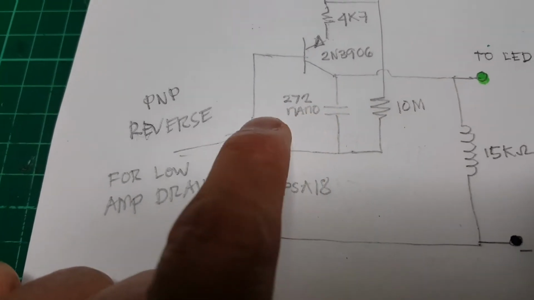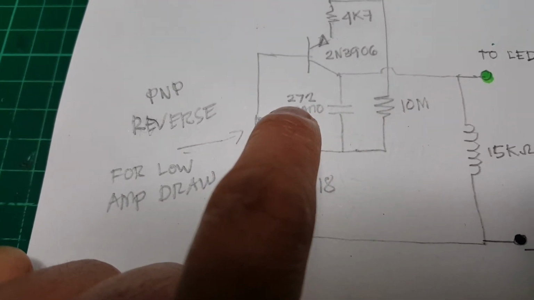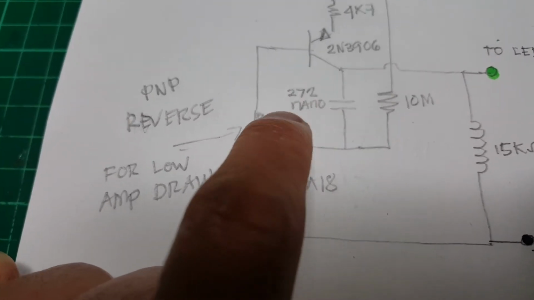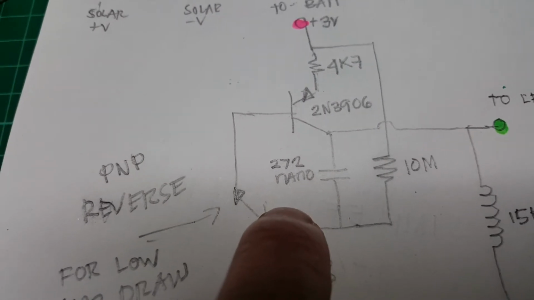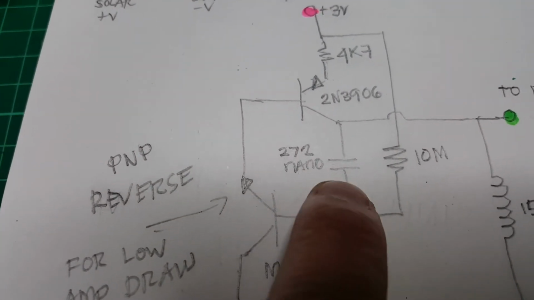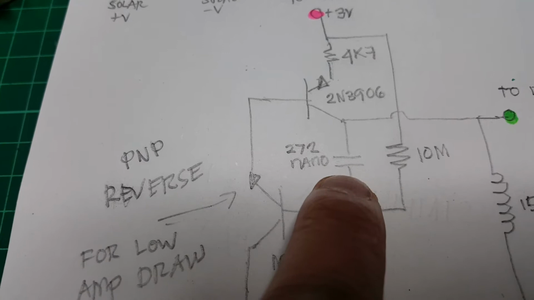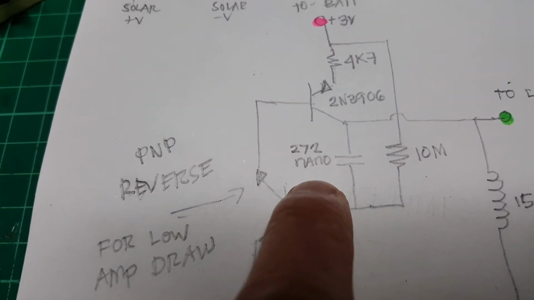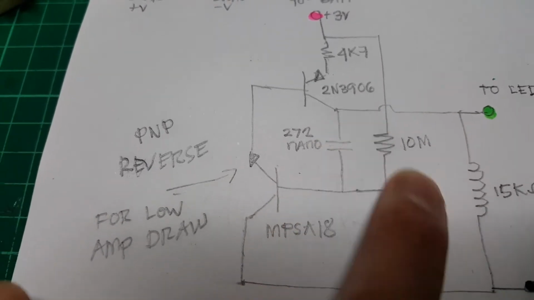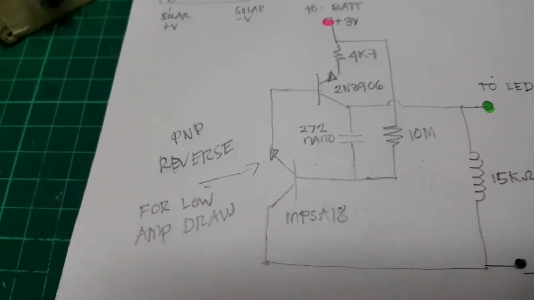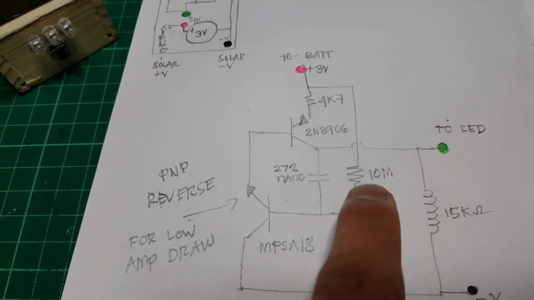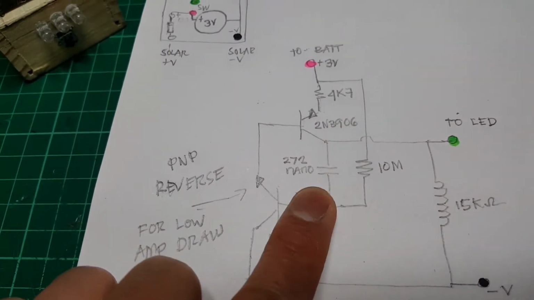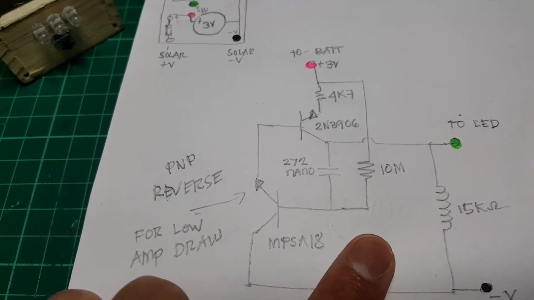10 meg. It's 0.0027 microfarad capacitor, but it's just 372 nanofarad, and that's all about it. It's just a simple one. It's only 5 components.